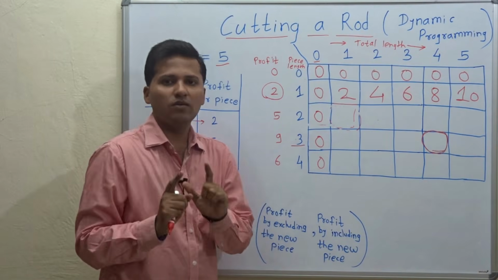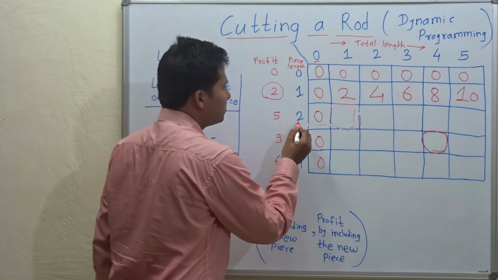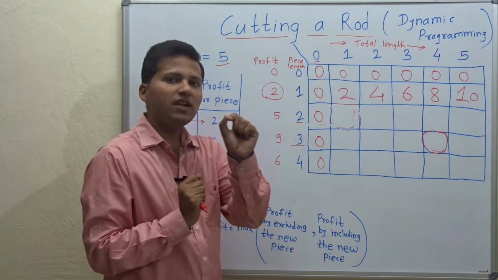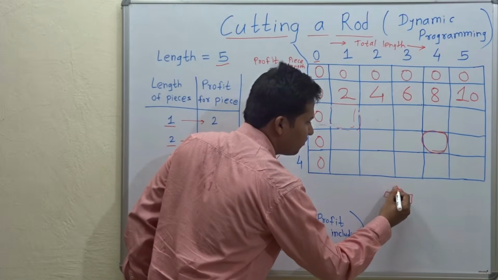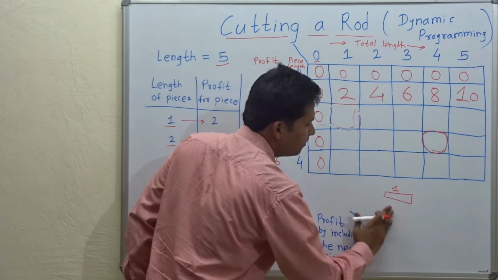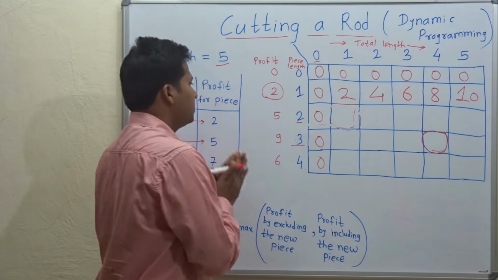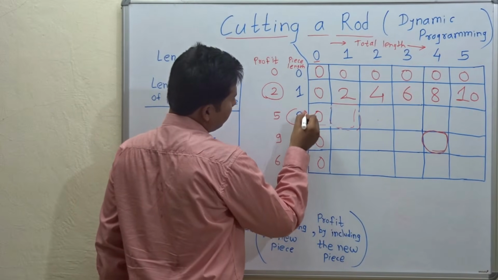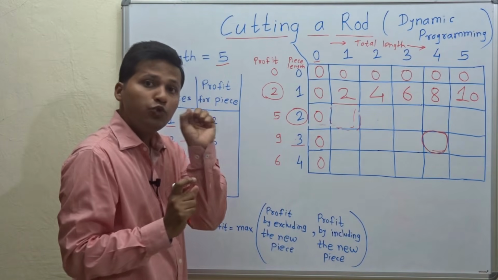Obviously it is not possible to make a piece of length 2 of a rod whose length is 1. So if the rod is of length 1, then we cannot make a piece of length 2. So this is not possible. This means the new piece of length 2. So I will tell you the meaning of new piece.